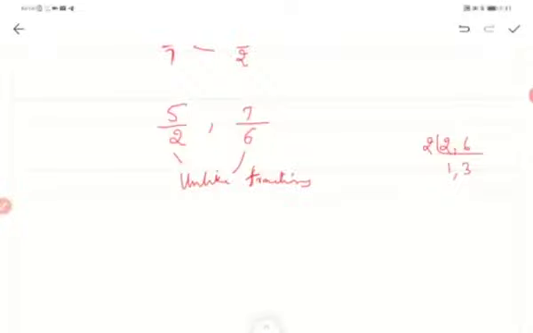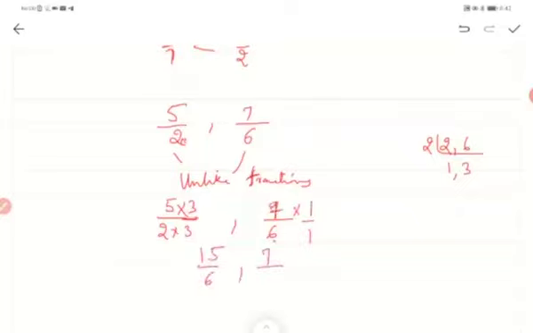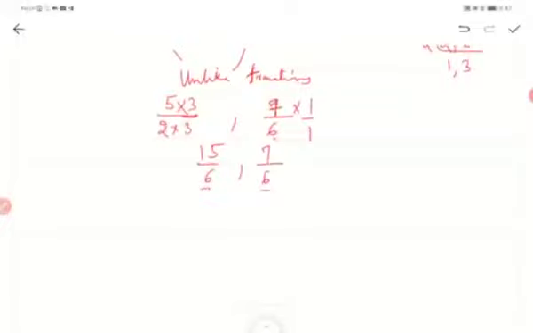When it is 6, that means if I multiply 2 with 3, I will get 6, isn't it? So numerator also I should multiply with 3. And for 7 by 6, you already have 6 in this, so there is no need to multiply. That is, you multiply by 1 and divide by 1. So 5 by 2 will now become 15 by 6, and this will be 7 by 6. Now you have got denominators equal, and 15 is greater than 7, therefore 15 by 6 is greater than 7 by 6.